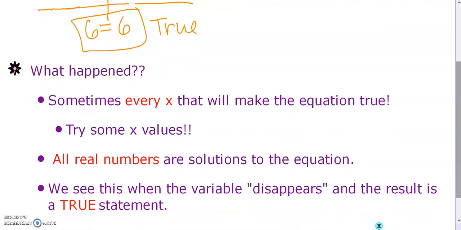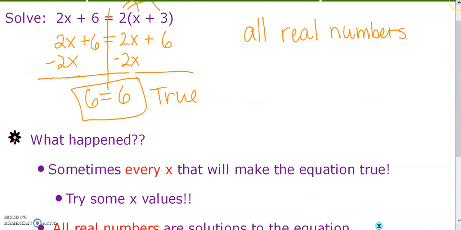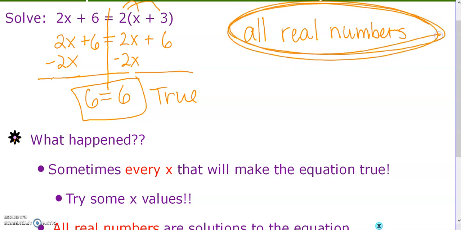So it says sometimes every x will make the equation true. And we can test out a whole bunch of them. But what that means is our answer is all real numbers. Any number we can think of is a solution. This is what happens when our variable disappears and we get a true statement at the end. So we're going to just test out a couple. So again, if we were solving this, yes, we get a true statement. What do I write down as my answer? My answer is all real numbers.